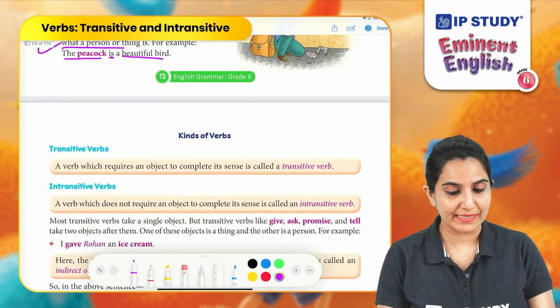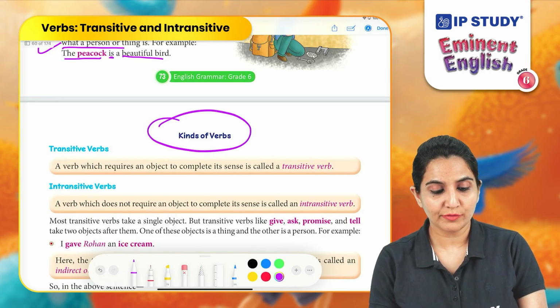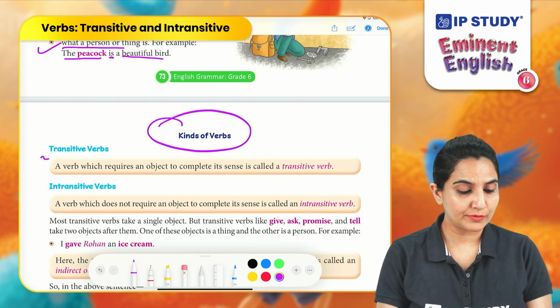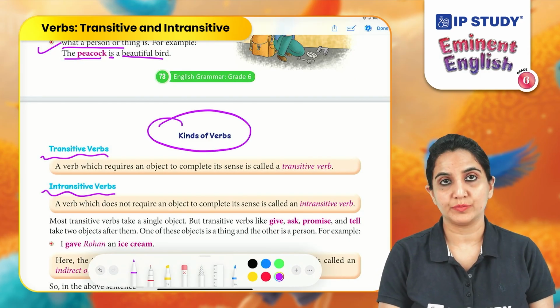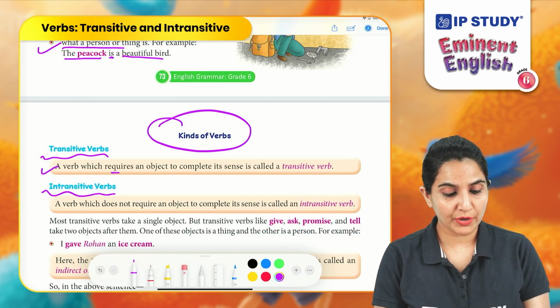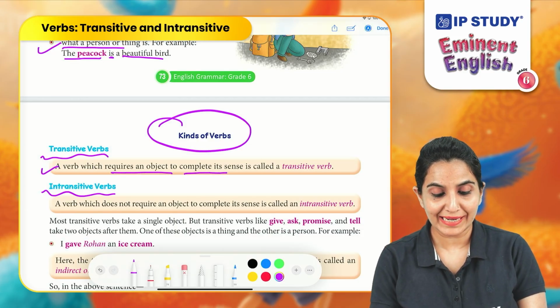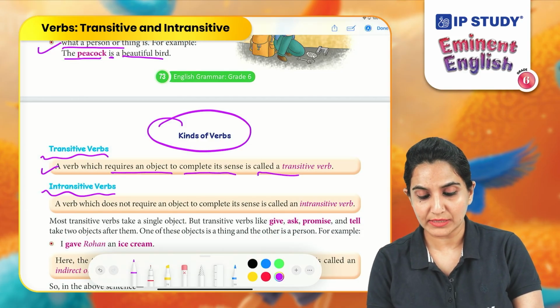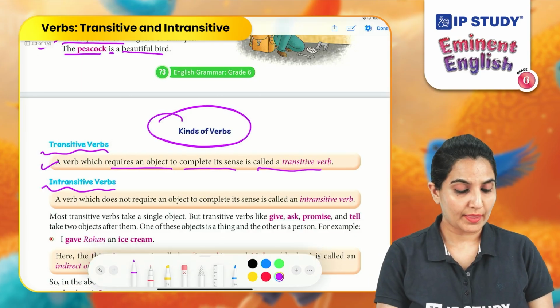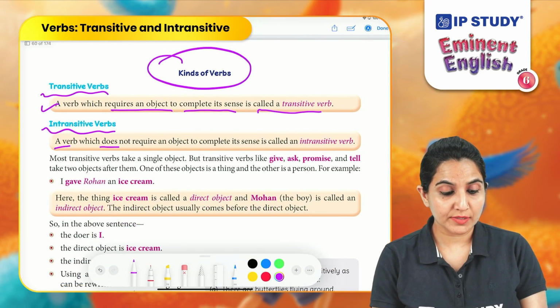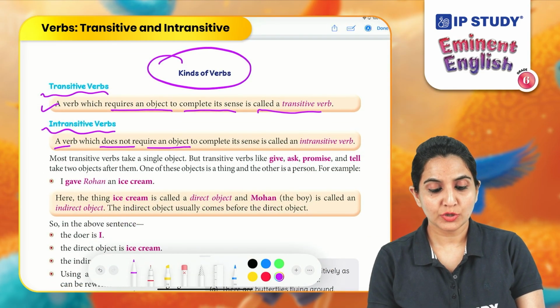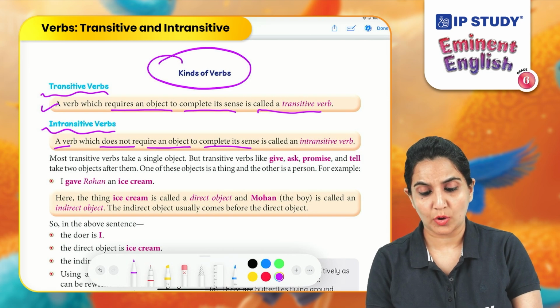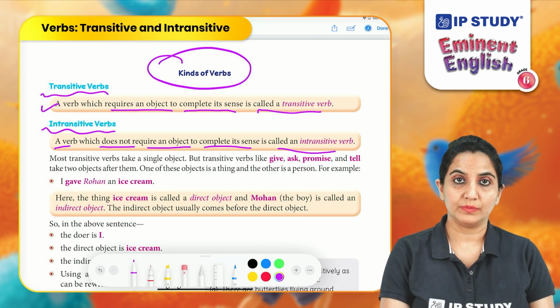Now, let us study about the kinds of verbs. Transitive verbs and intransitive verbs. A verb which requires an object to complete its sense is called a transitive verb. A verb which does not require an object to complete its sense is called an intransitive verb.